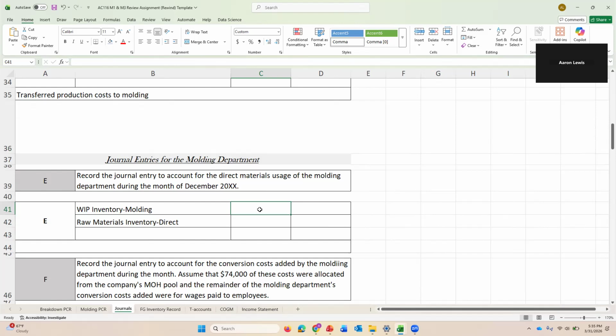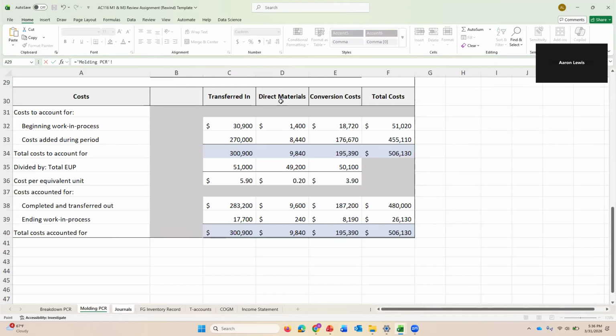And here I got to go to the proper department, the molding department's PCR, to figure out what material costs they added. So direct materials added by the molding department is 8,440.